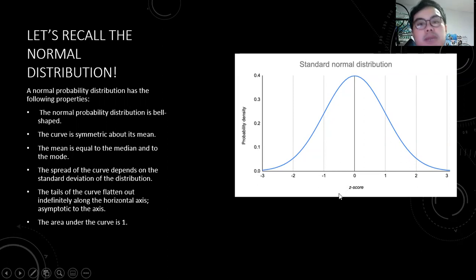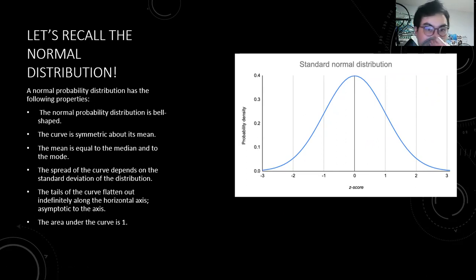Then, the spread of the curve depends on the standard deviation of the distribution. Keep in mind that if the standard deviation is higher, then it will be more widespread. However, if the standard deviation is smaller, then it will be much more narrow. The tail of the curve flattens out indefinitely along the horizontal axis, asymptotic to the axis. And keep in mind that the area under the curve is 1. If we split it into two halves through its definition, which is symmetric, each half is 0.5 in terms of the area.